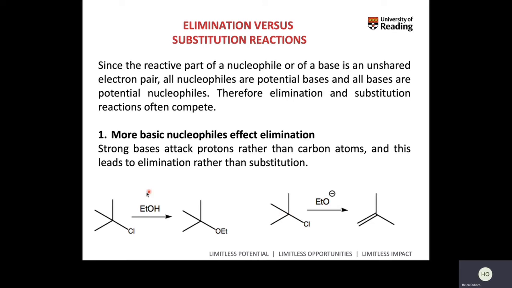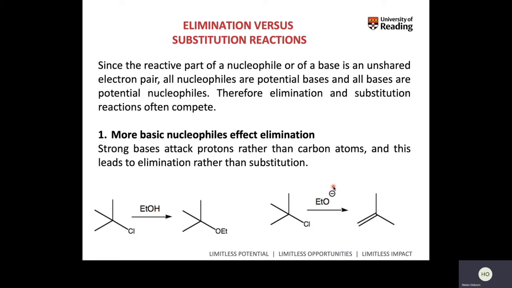But what is different is the nature of the species with which we are reacting this tert butyl chloride. In this case, we're just reacting it with ethanol, whereas in this case, we're reacting it with ethoxide, basically the anionic form of ethanol. And this being negatively charged, it is a much stronger base. So ethoxide is a much stronger base than ethanol.